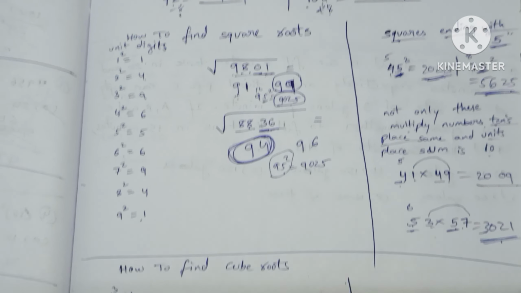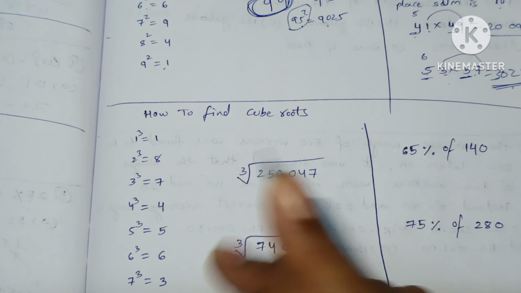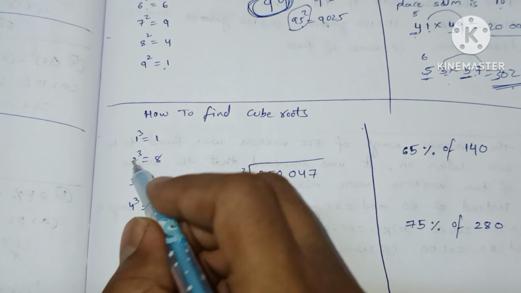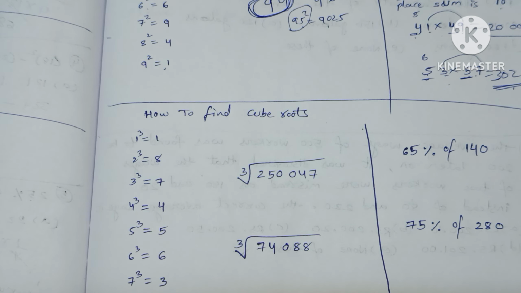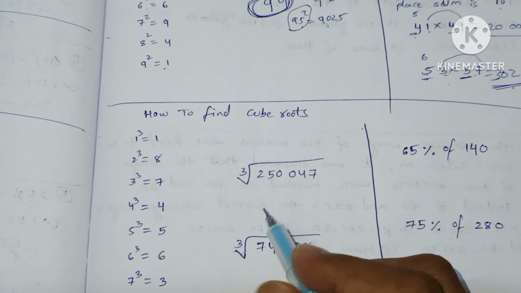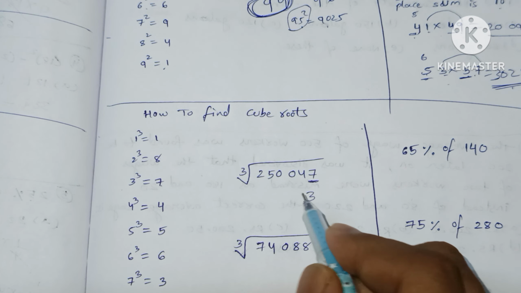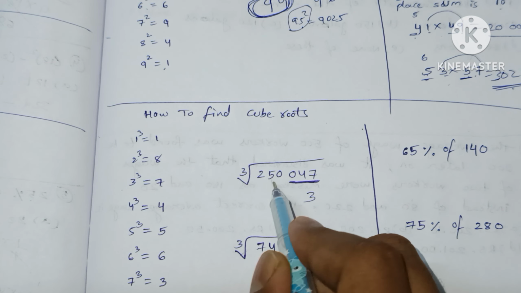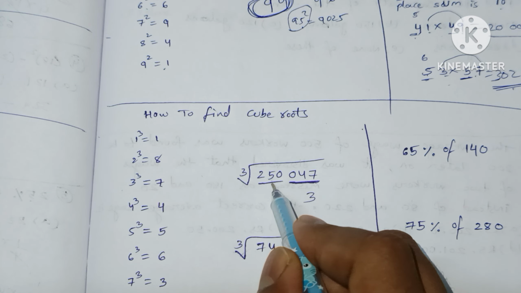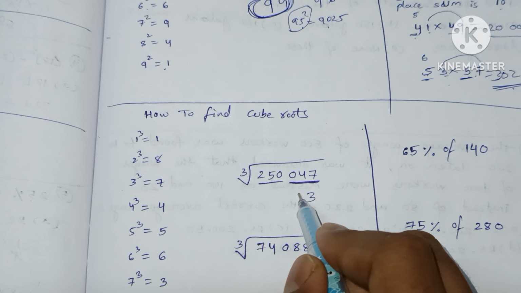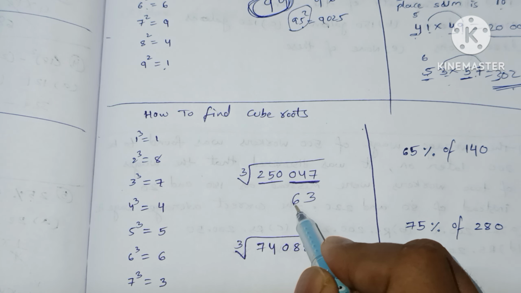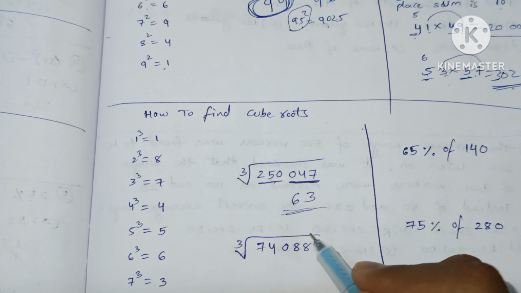Now how to find the cube roots. I have already taught you these things before. These are the unit digits for the cubes. Here it is 7. 7 means the unit digit is 3, leaving 3 digits, and it is 250. 250 is near the cube of 6, which is 216. So this is the answer for this one.